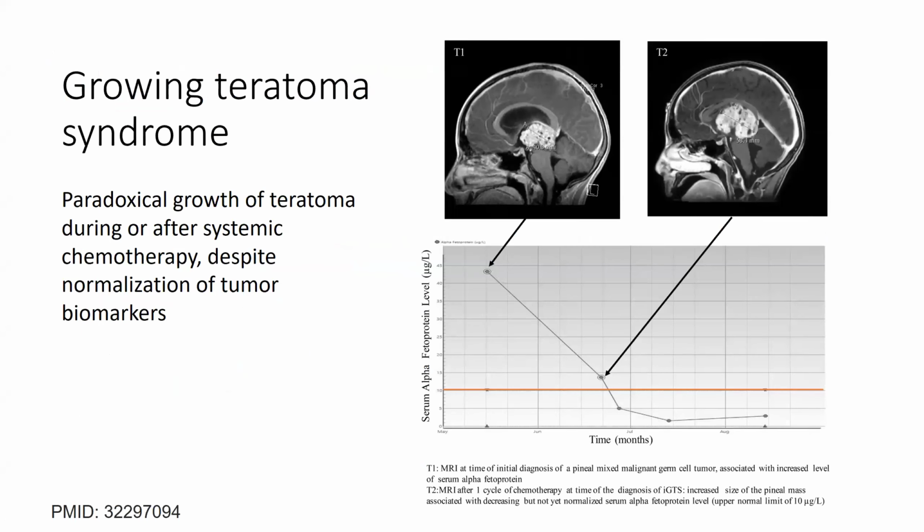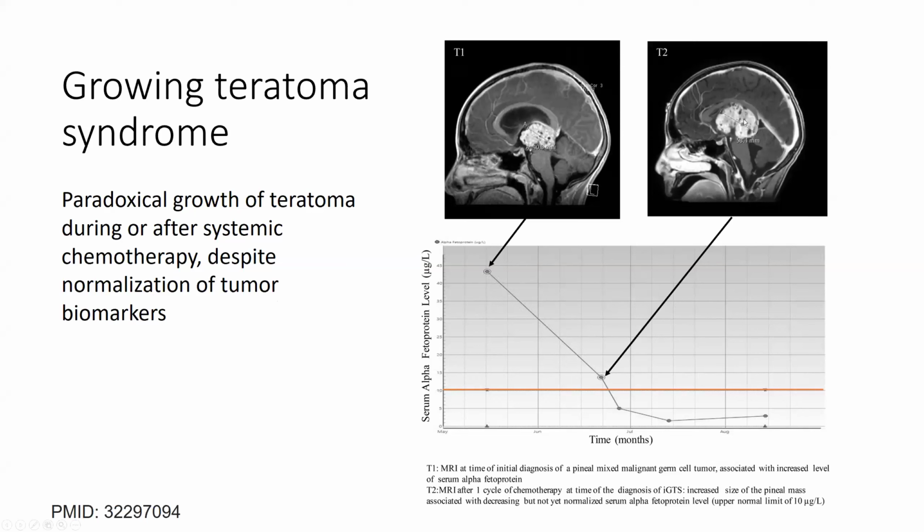So finally, I wanted to end with a couple of slides about growing teratoma syndrome, because I think this is an important thing to recognize, and this occurs both in the brain and outside the brain with teratomas. This refers to the paradoxical growth of the teratoma that can be observed either during or pretty close after systemic chemotherapy, in the context of tumor biomarkers actually normalizing. Here, alpha-fetoprotein levels are decreasing and quite low, within normal range, but the teratoma has grown from 4 centimeters to almost 6 centimeters in that time.